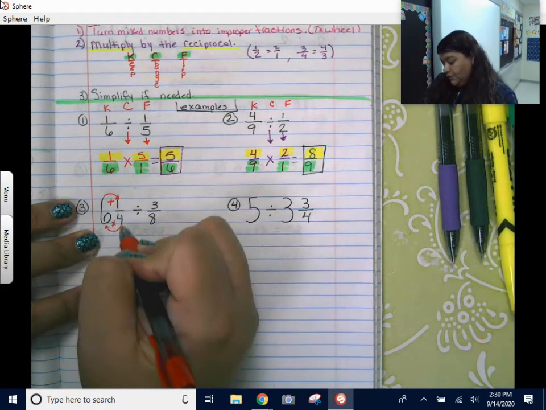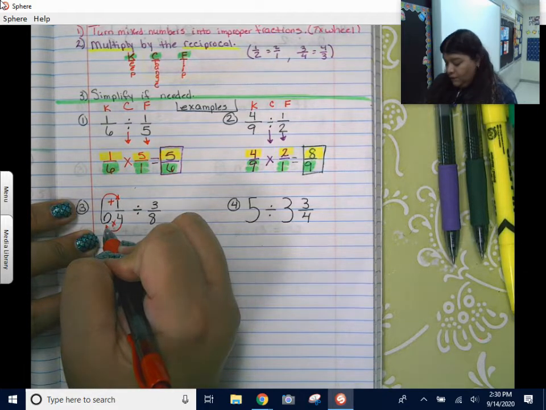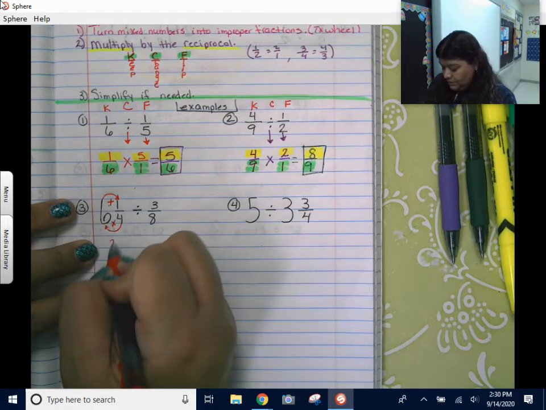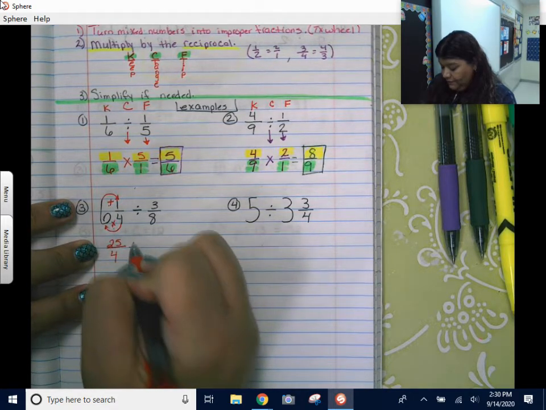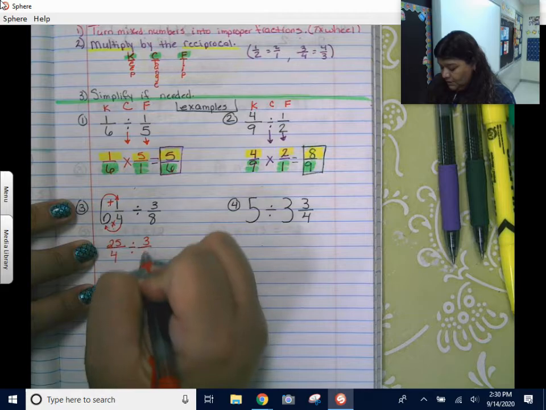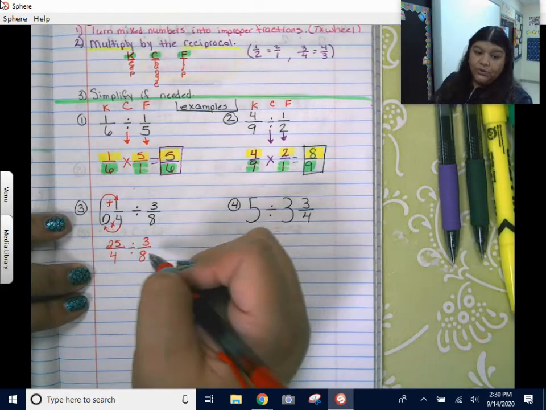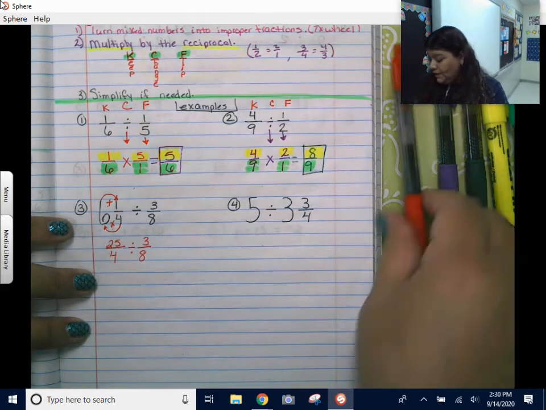Okay, so let's do 4 times 6, 24, plus 1, 25. And the denominator stays the same. Everything else comes down. Since 3/8 is a fraction, we leave it like that.